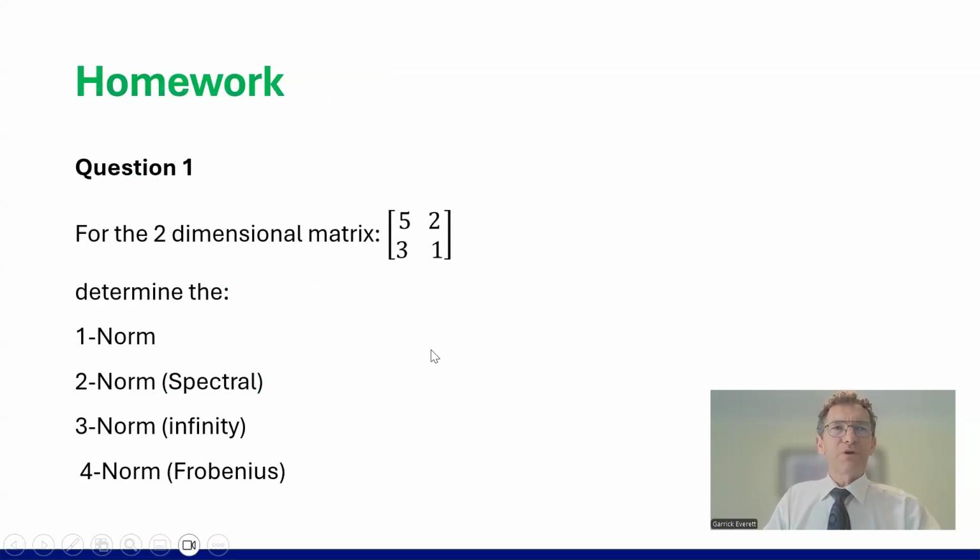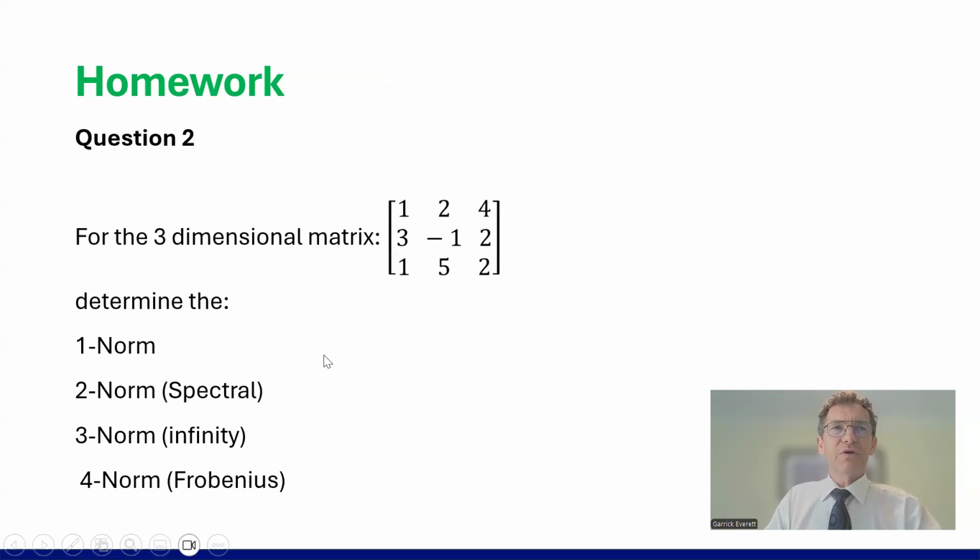Homework. For the two-dimensional matrix, determine the spectral norm, the infinity norm, and the Frobenius norm. And question 2, do it with a three-dimensional matrix. If you get stuck, the answers are there. You can go to the Omni calculator to work it out.